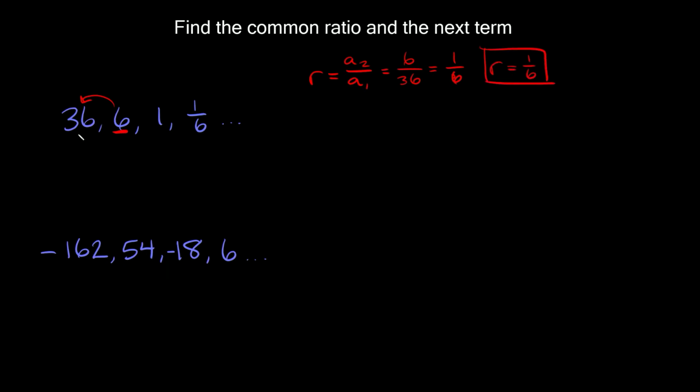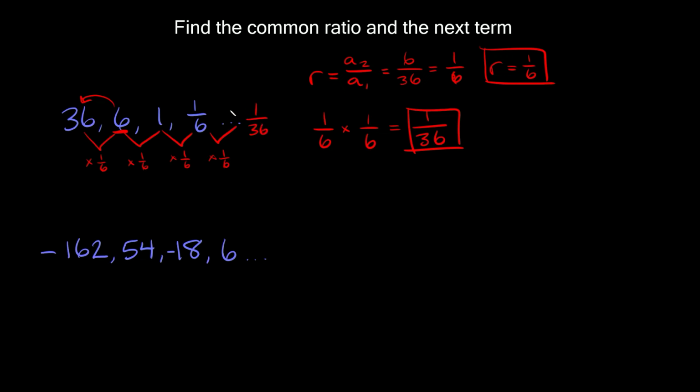What does that mean? That means to get from 36 to 6, we're multiplying by 1/6. To get from 6 to 1, we're multiplying by 1/6. To get from 1 to 1/6, we're multiplying by 1/6. So to get from 1/6 to the next term, we have to multiply by 1/6. Well, what is 1/6 times 1/6? Multiplying fractions, you just multiply straight across. So we're going to have 1/36. That's your next term that goes right here. So not too bad.